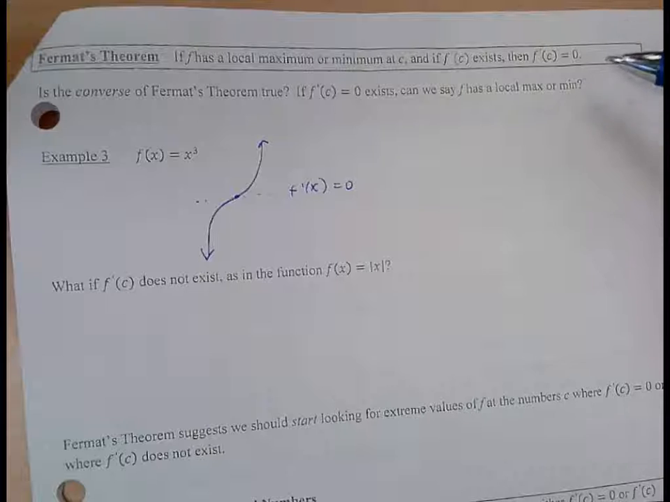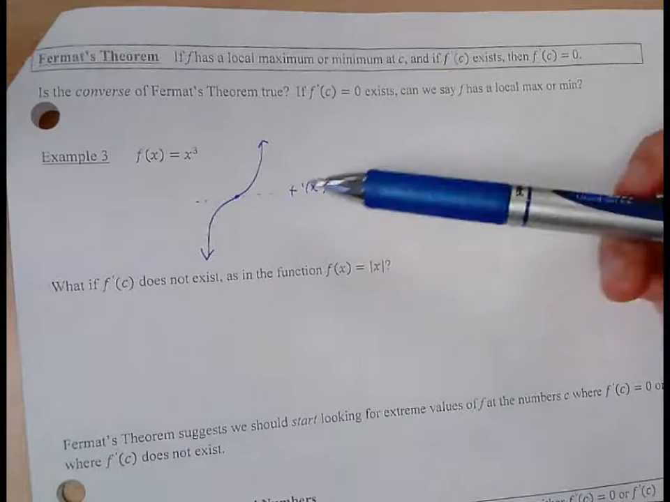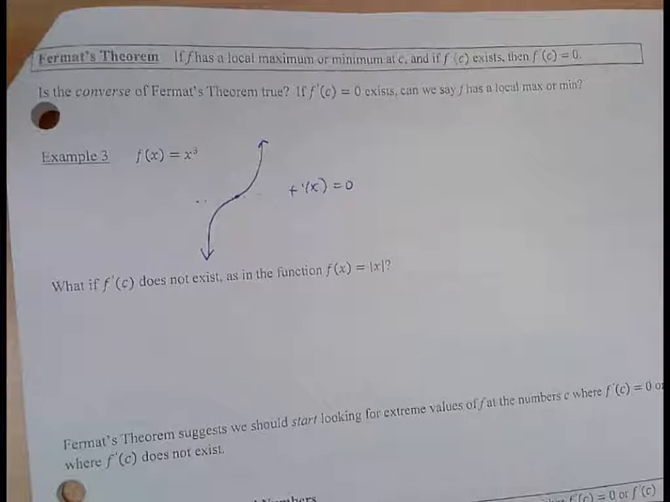So Fermat's theorem says if you know it's a local max or min, then the derivative is 0 as long as it exists. But if you just know the derivative is 0, it's not guaranteed to be a local max or min. You'd have to look further to see: is it actually a local max or min, or is it just a flat part of a curve? And we'll be looking at how to figure that out.